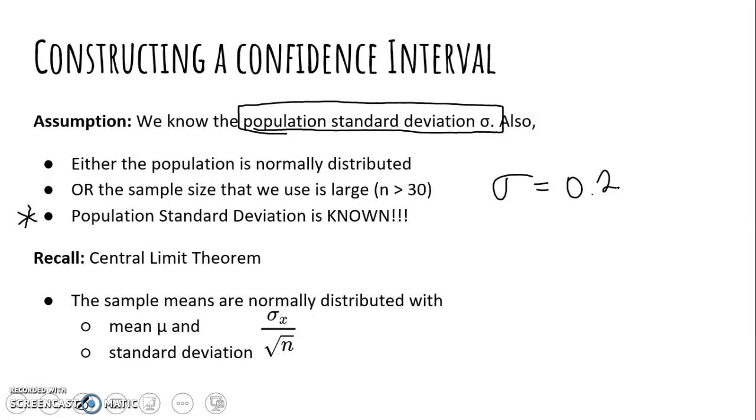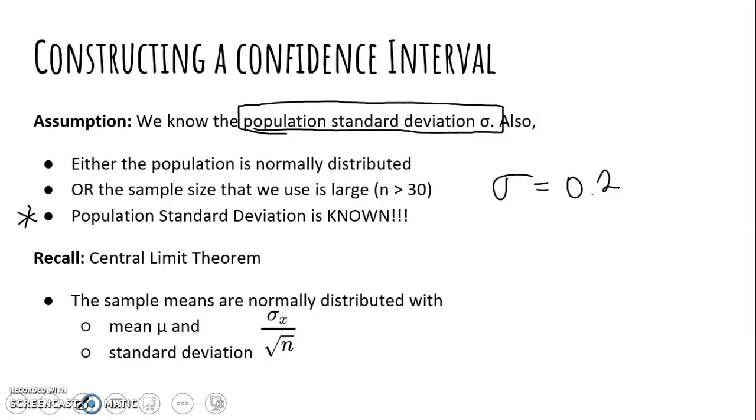Or they may not use either one. They may not use the word population. They might not use the notation sigma. They might say something along the lines, it is known from previous studies that the standard deviation is 0.2. So when you're referring to previous studies, that's referring to a population parameter that was found.